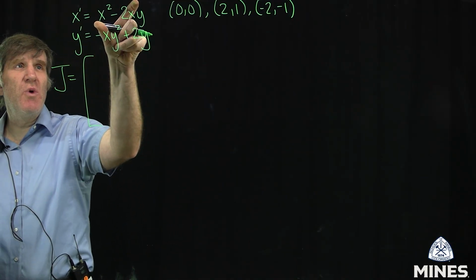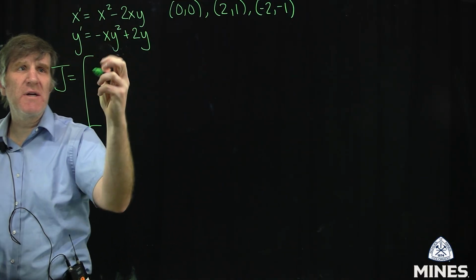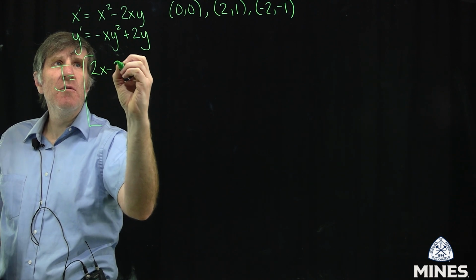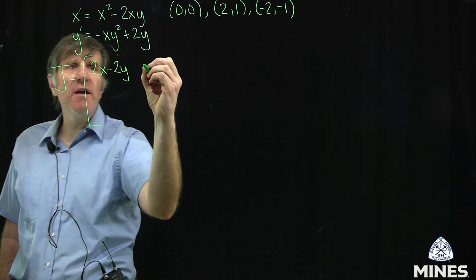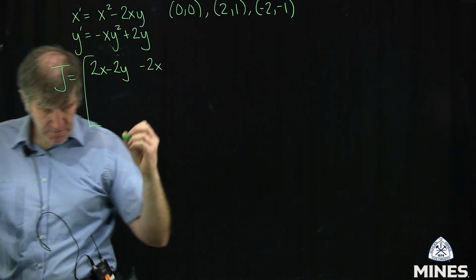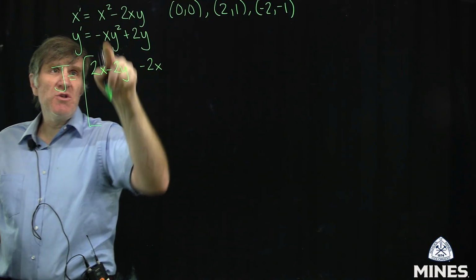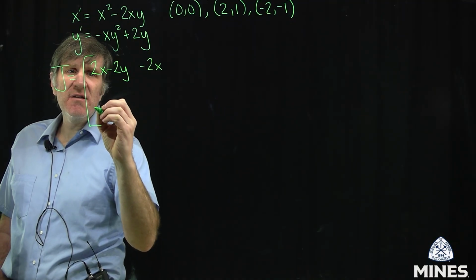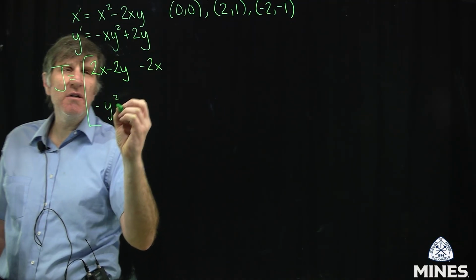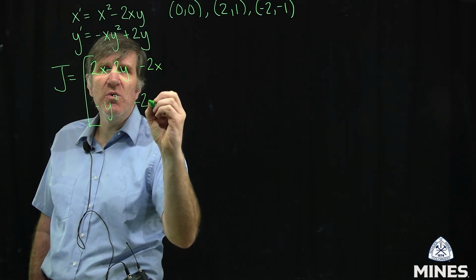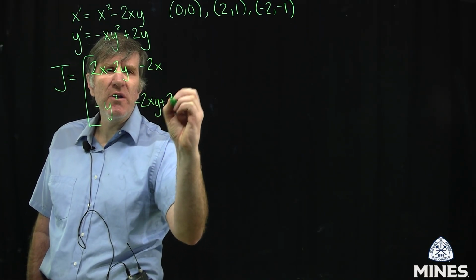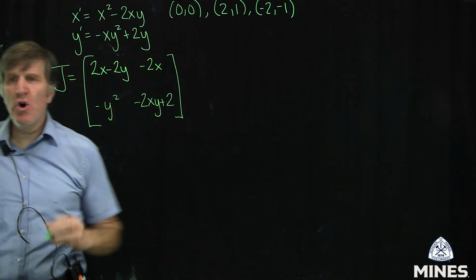So this is our first equation. The partial derivative of this with respect to x is 2x minus 2y. And the partial derivative of this with respect to y is negative 2x. The second equation, the partial with respect to x, is negative y squared. And the partial with respect to y is negative 2xy plus 2. So we have our Jacobian matrix.